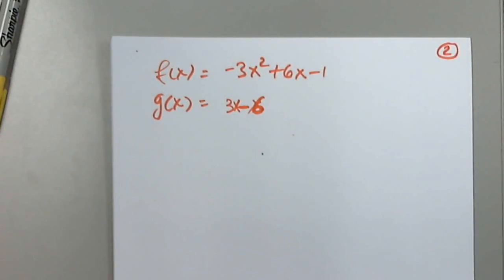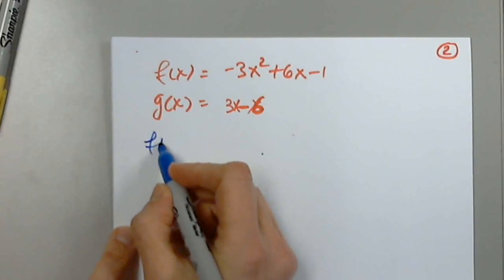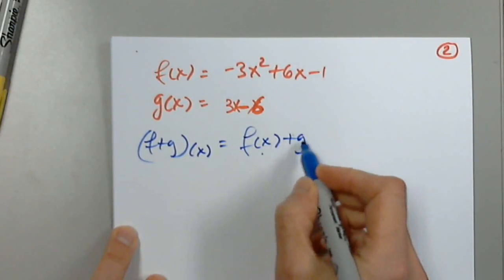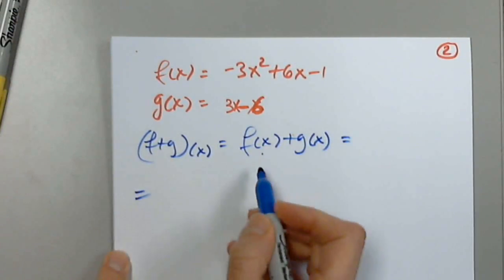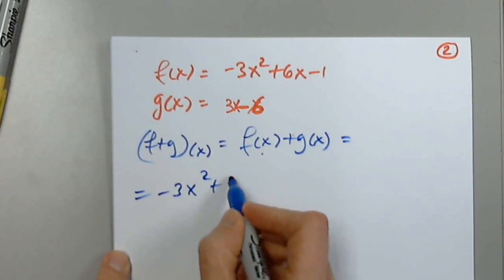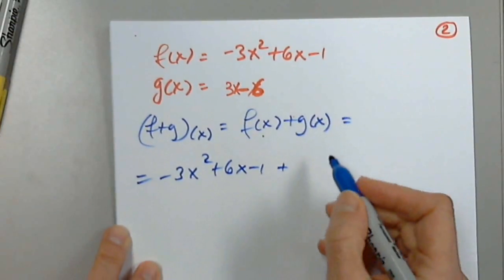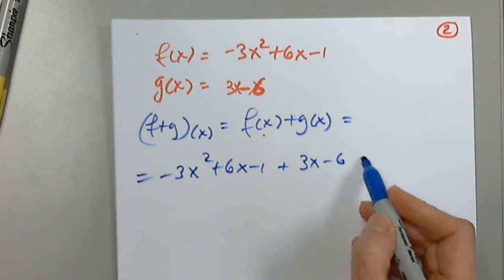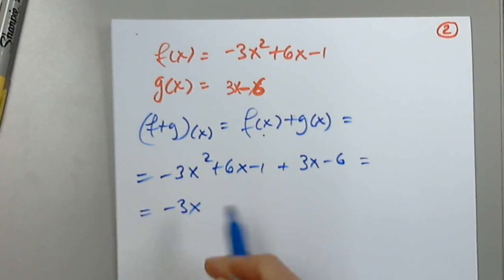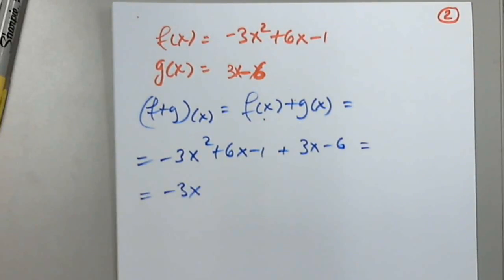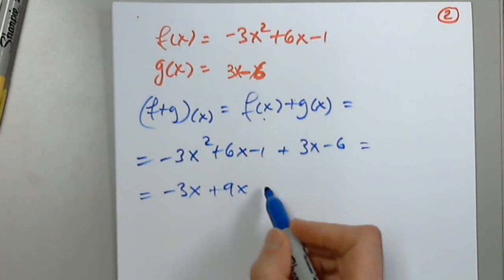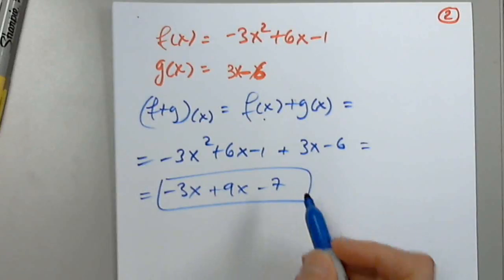Good. So the definition for the sum f plus g of x, I have to write f of x plus g of x. I replace f of x by negative 3x squared plus 6x minus 1. I replace g by 3x minus 6. Is this clear so far? And then all I have to do is combine like terms. I always identify the degree first, so I can put it in descending order. And then I add these two, and this is 9x, and this is negative 7. So this is the sum.